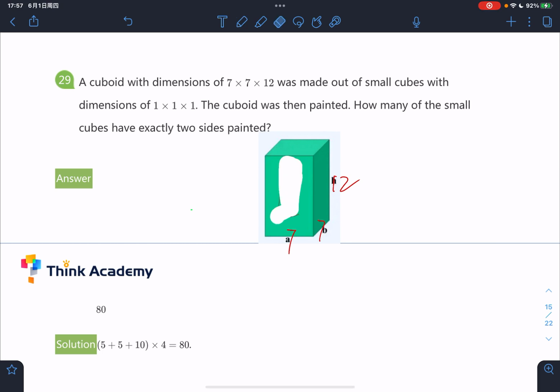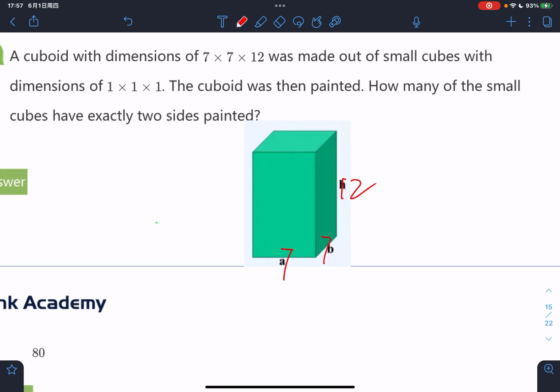So now, what about the cubes that are along the edges, along this edge, but not in the corners? These cubes are special because they will have exactly two faces painted. They are on the edges, so they are exposed more than the ones in the middle, but they are not on the corner, so they are less exposed than the corner cubes.